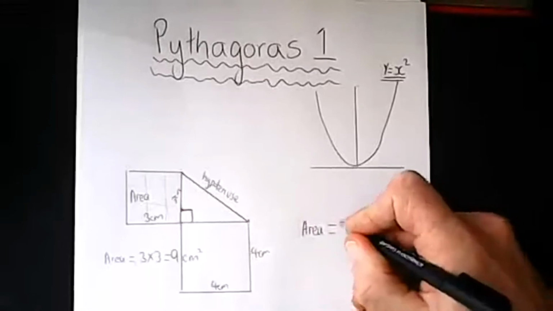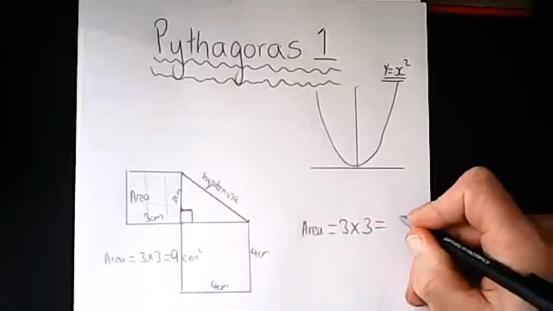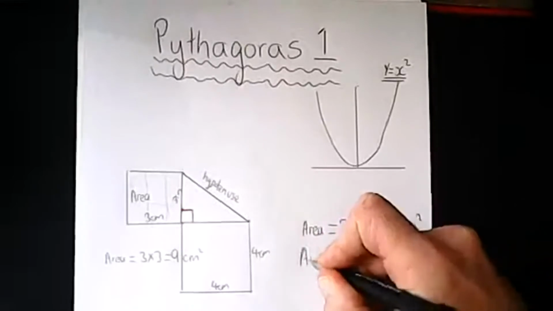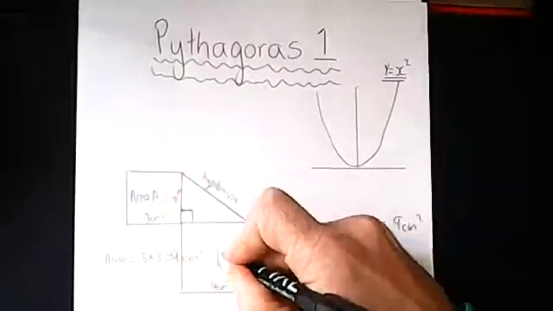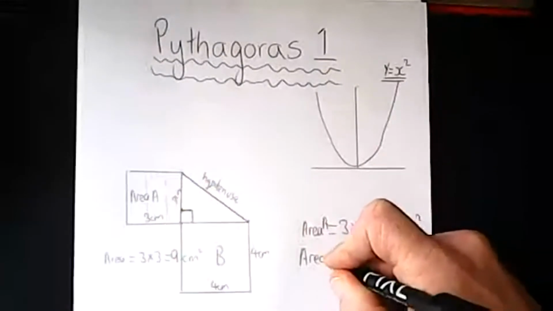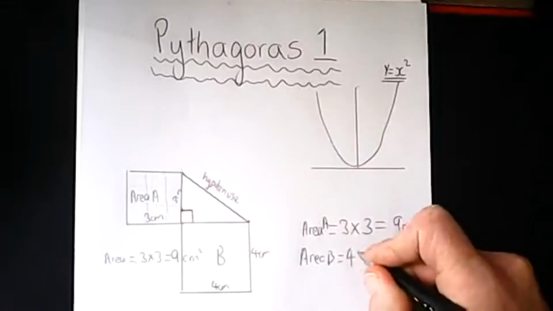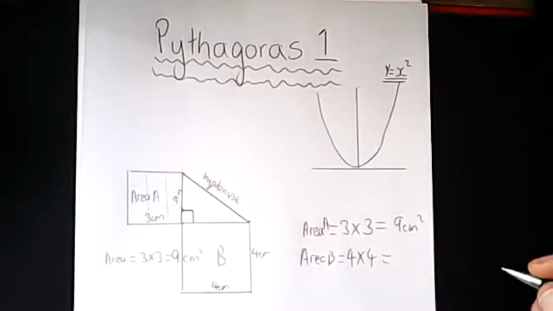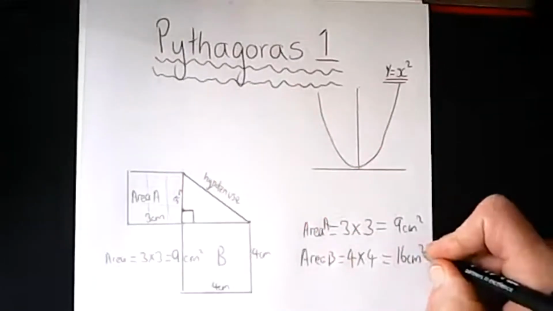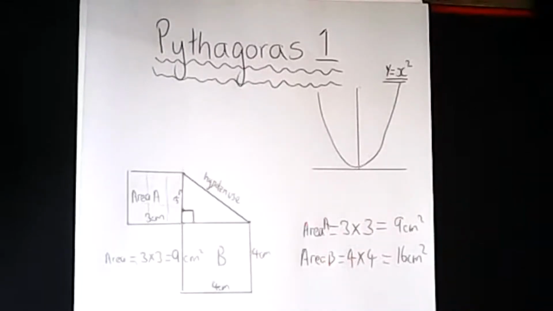The area of the first one's going to be 3 times 3 equals 9 cm squared. Area of the second one, we'll call that area A, area B. Okay, so it's going to be 4 times 4. Any offers for answers there? 16, brilliant. Okay, well done, Lydia. Again, good answer. 16 centimeters squared. So that gives us 9 and 16.